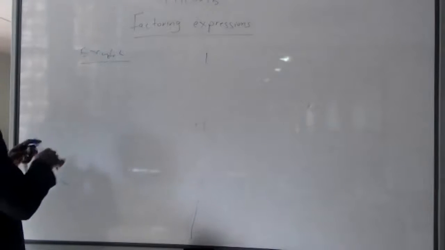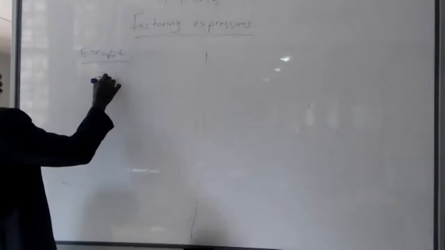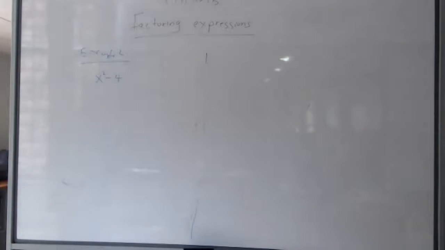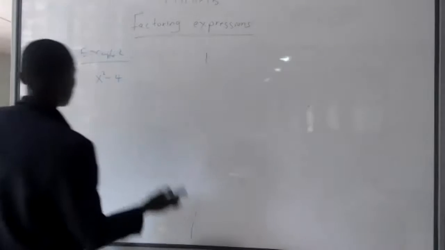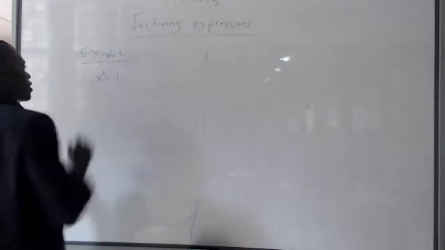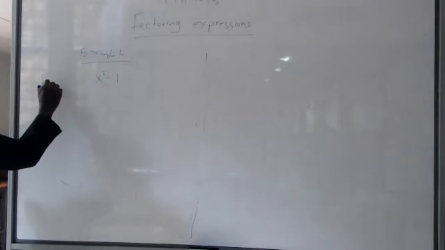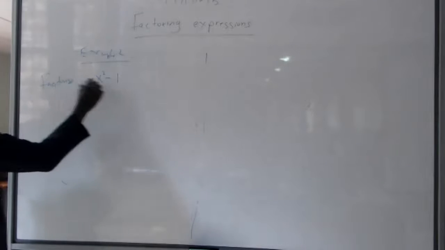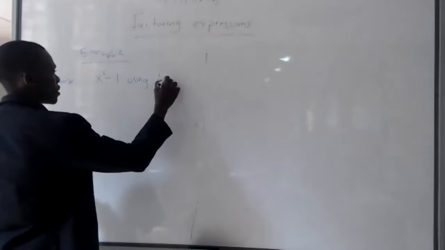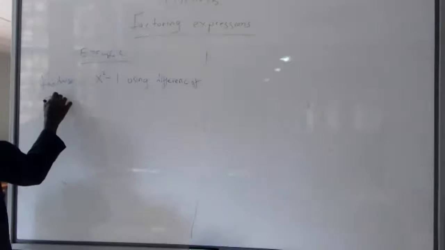Okay, so let me see. x squared minus 4. We want to factorize x squared minus 4. Or maybe let's factorize x squared minus 1. You said to use a simple example. Factorize using difference of squares.